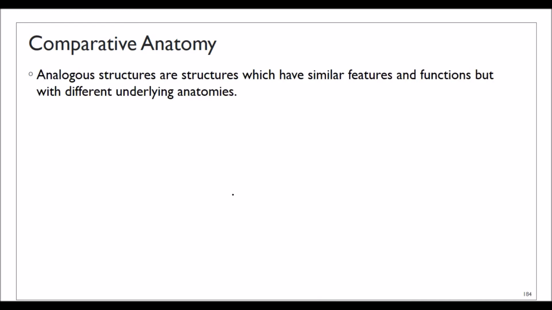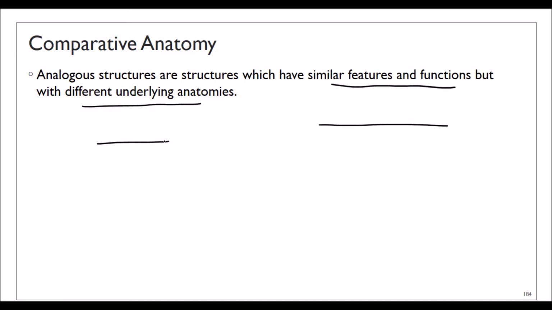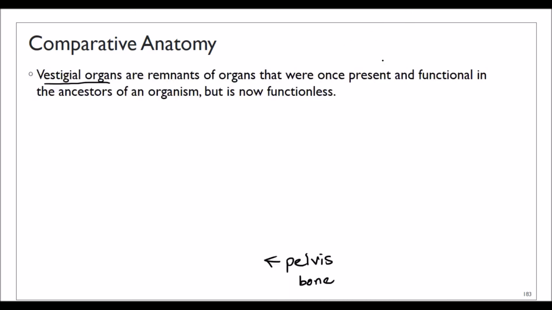The other types of structures that you can identify by comparing the anatomy of different organisms is what is called analogous structures. This is when they have similar functions, but with different underlying anatomies. So it indicates that these organisms were subjected to similar selection pressure, even though they didn't share common ancestors. So see the difference between homologous and analogous. Homologous is when they have similar underlying anatomy but different functions. So they start off with a common ancestor and then they diverge into different organisms.